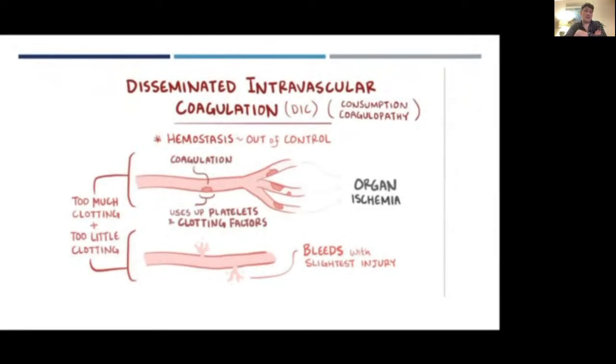And this is the process, really. So it's a consumption coagulopathy. So there's uncontrolled coagulation using up those platelets and clotting factors, leading to organ ischemia, microthrombosis, or even gross thrombosis, versus bleeding at other sites because there's nothing left over.